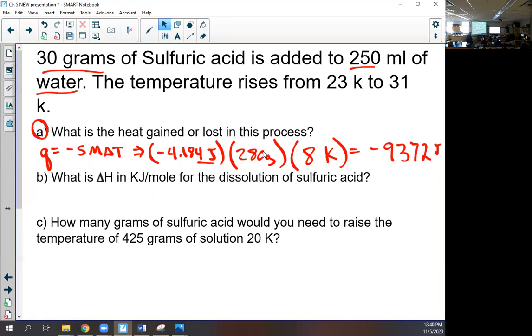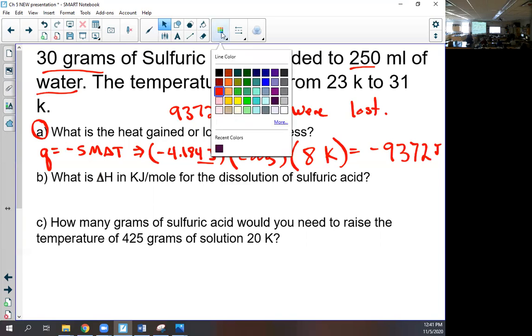All right. So you would not put a negative. Just go with me here. You would say in word form, 9372 joules were lost. They're looking for you, and you know what? They know that a negative means it was lost, but they're looking for you to prove to them that you know a negative meant it was lost. But, this is where you're like, why are you such a jerk, Davidson?